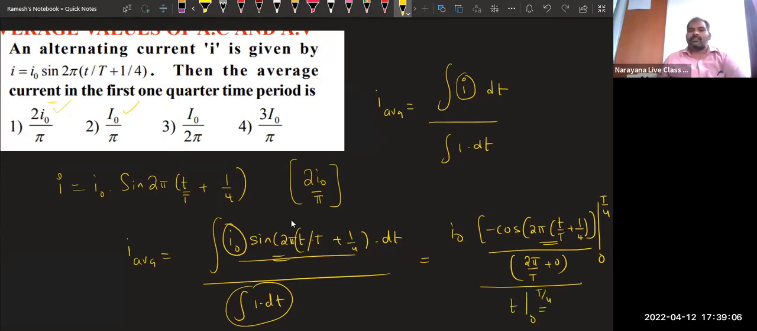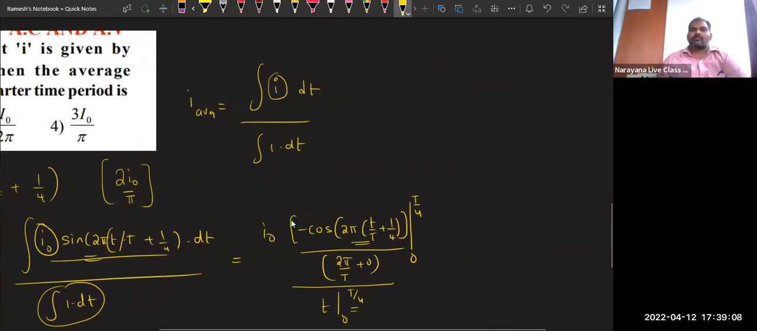Are you understanding? If you don't understand, please stop me immediately. If you have any problem, talk to me. Understood? So the integral of 1 is t, so with the limits it is T by 4 only.